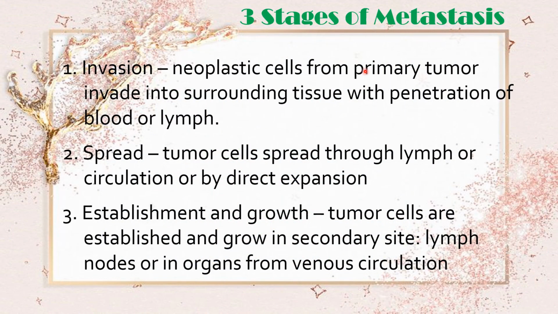So there are 3 stages of metastasis. You have invasion, spread, and establishment and growth. During invasion, the neoplastic cells from the primary tumor invade into the surrounding tissue with penetration of the blood or the lymph node. And then the tumor cells spread through the lymph or circulation or by direct expansion. And then these tumor cells are established and grow in a secondary site like lymph nodes or in organs from venous circulation.